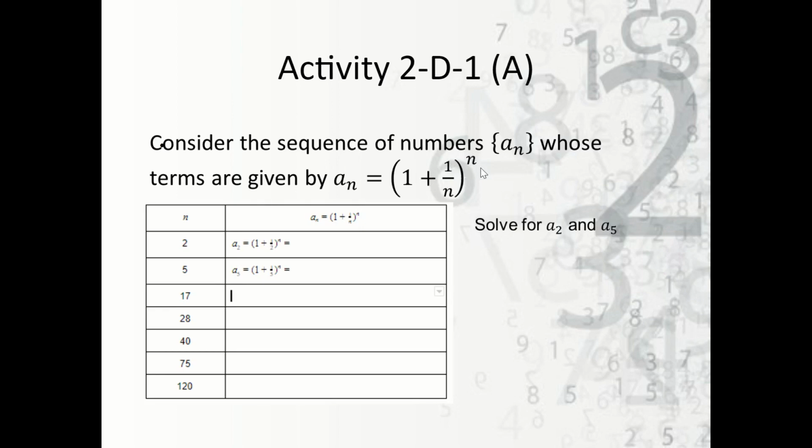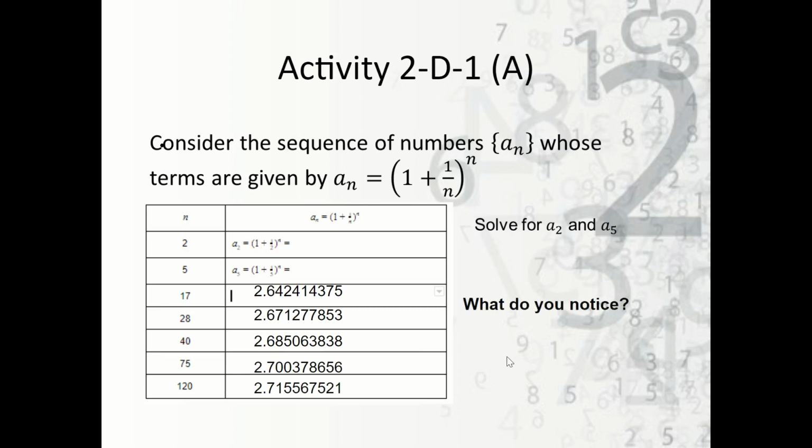So 3 to the second power is 9. And 2 to the second power is 4. So we should get 9 over 4 is our answer for this one. And we could continue to solve this. And when we do that, we should notice that these numbers start to look like this.